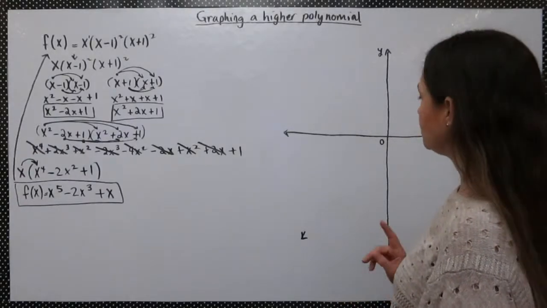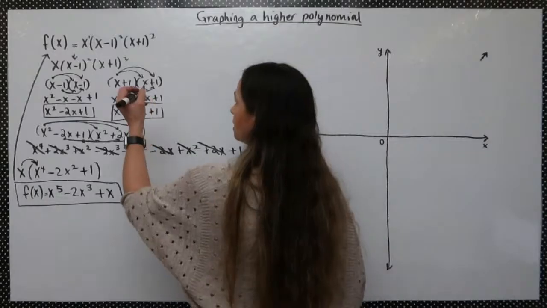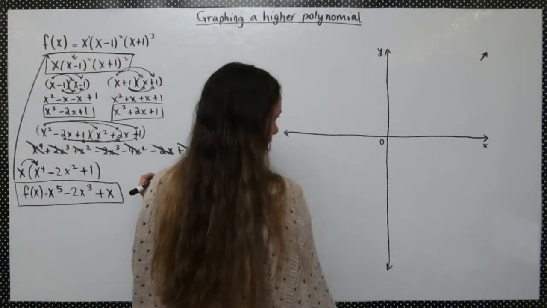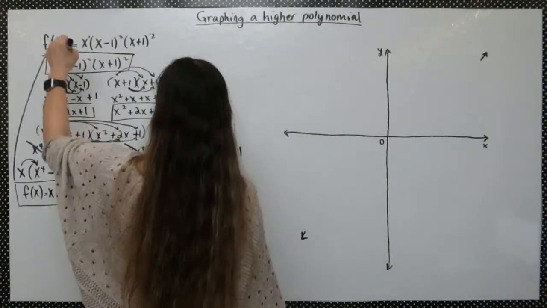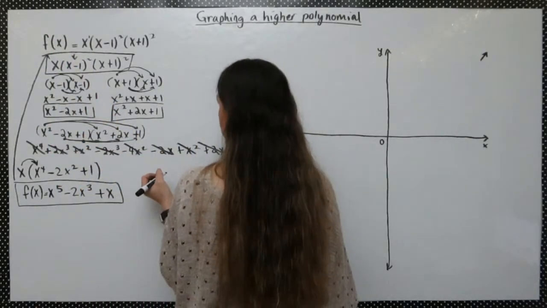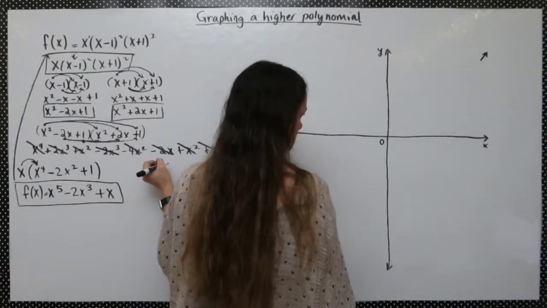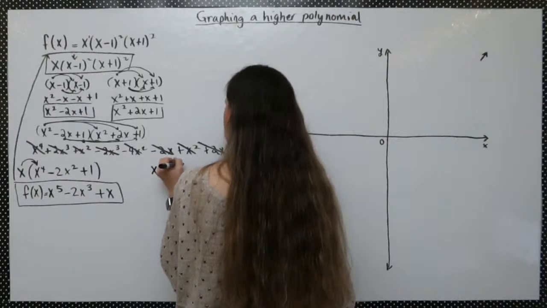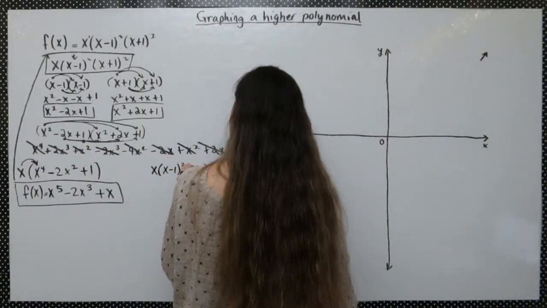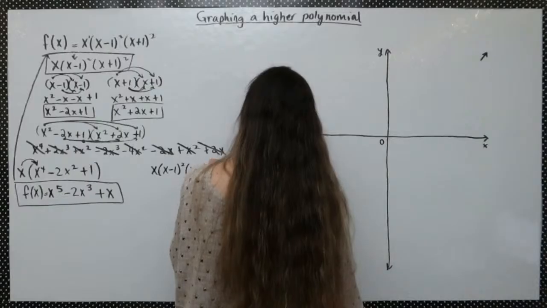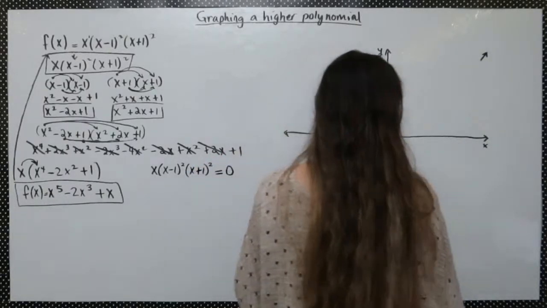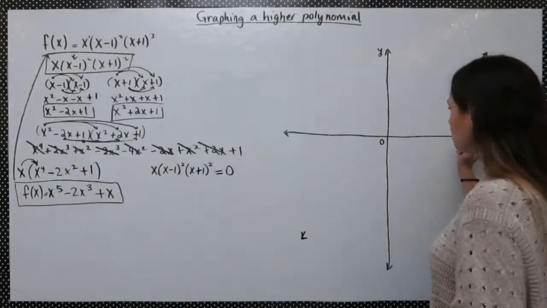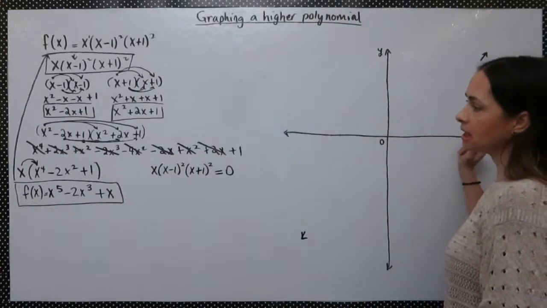I also know that I have these zeros. What I'm doing is setting my function equal to 0. So I'm saying x times (x minus 1) squared times (x plus 1) squared equals 0. And that is a very specific value. I want to know when the function value is 0, remembering that that is the x-axis.